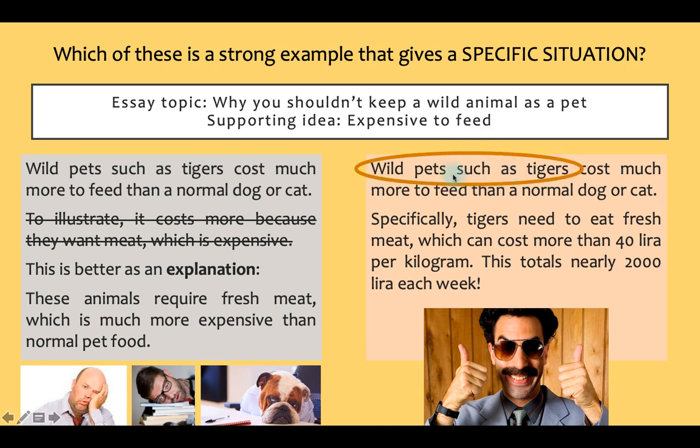Notice here that we have a "such as." We're using a general form, wild pets, and we give a specific one, such as tigers. And here, this is an example of a reference. We are referencing the tigers. Wild pets such as tigers cost much more to feed than a normal cat. These animals, this is pointing back to the tigers.